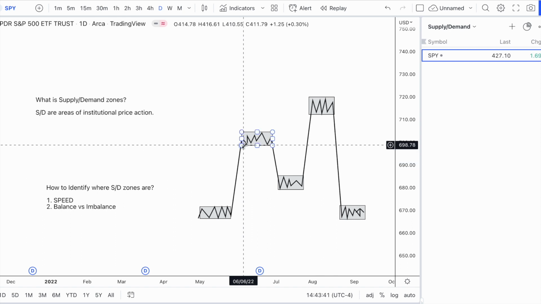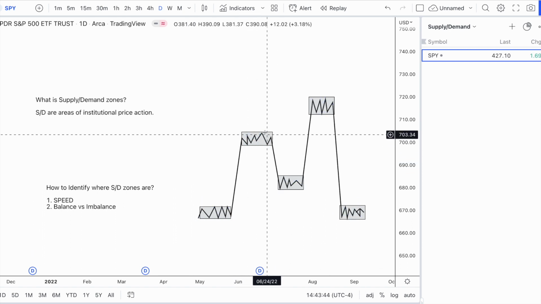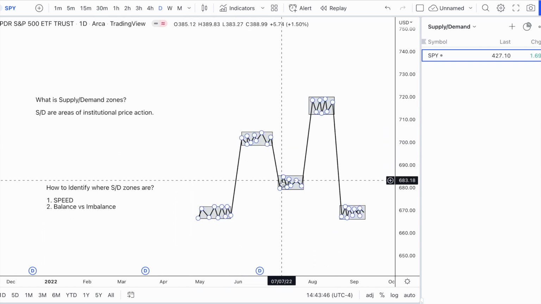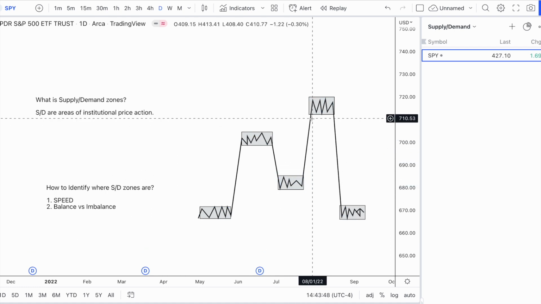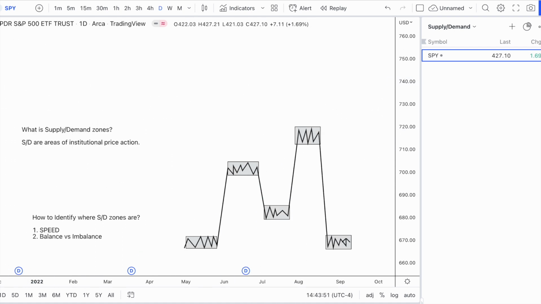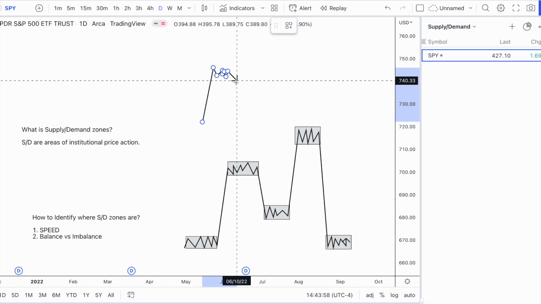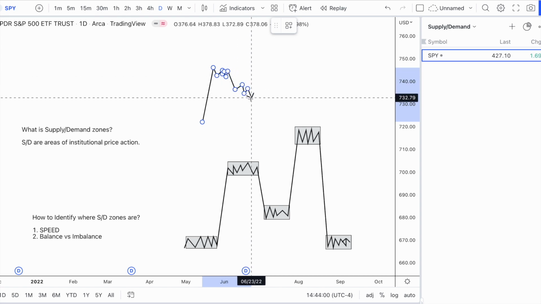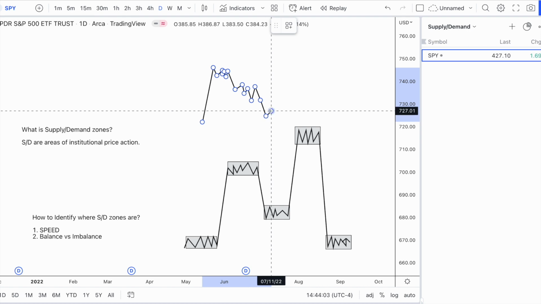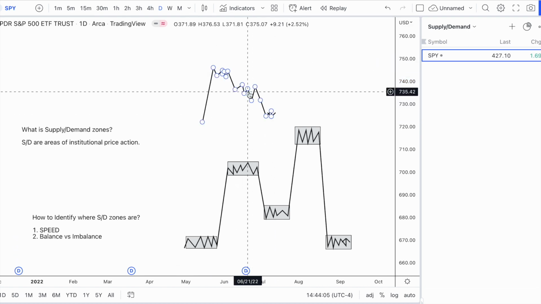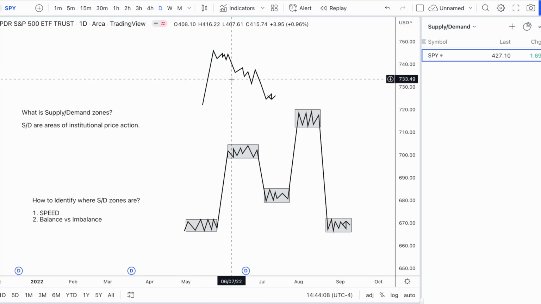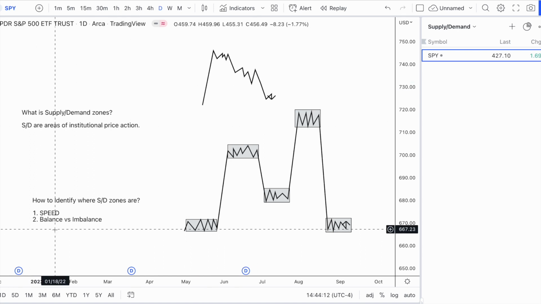So you can see here we have very fast price action, consolidation, very fast price action down, more consolidation, very fast price action up, right? So if you ever see price action that, maybe we consolidate here like this, and then it just goes really slowly, kind of choppy, down like this, I would not consider this a supply zone. And we'll get into more examples in future videos, but right now, just a basic idea, two things, speed and balance versus imbalance, okay?